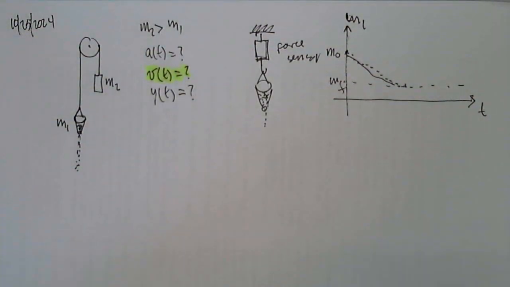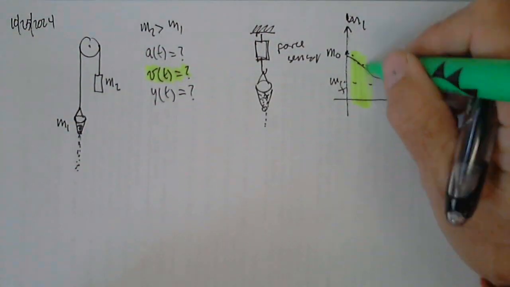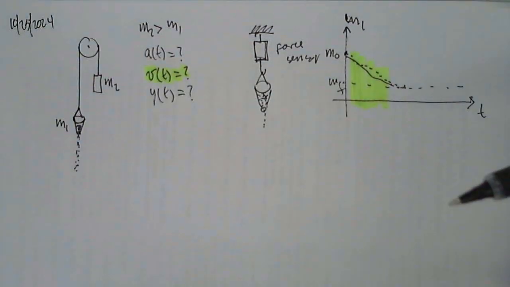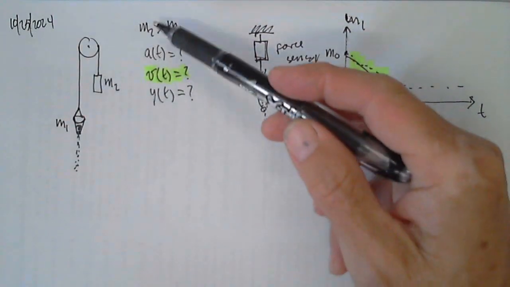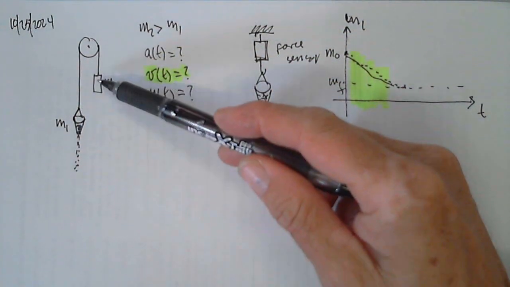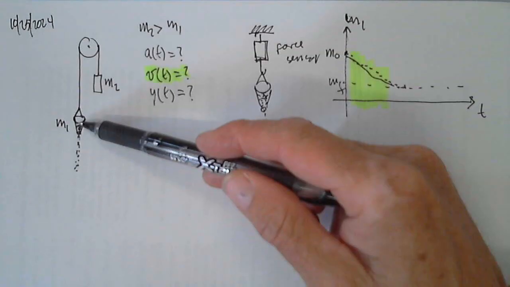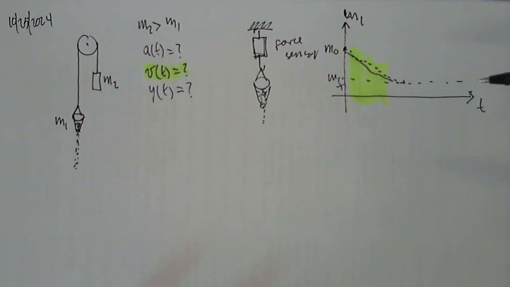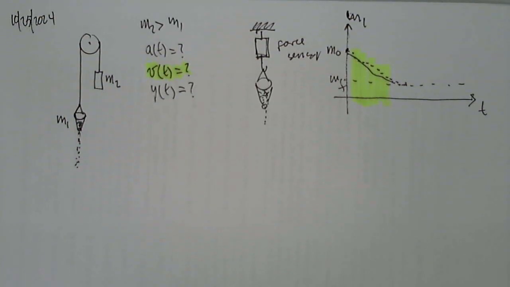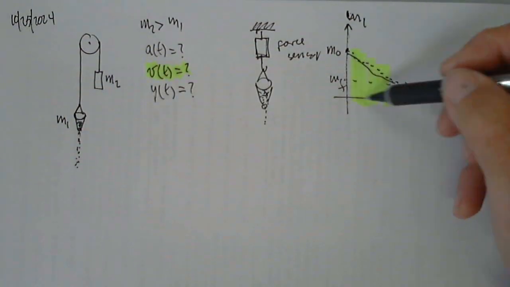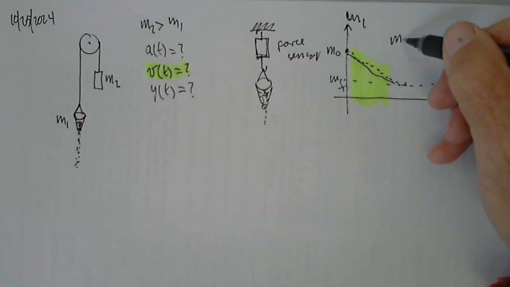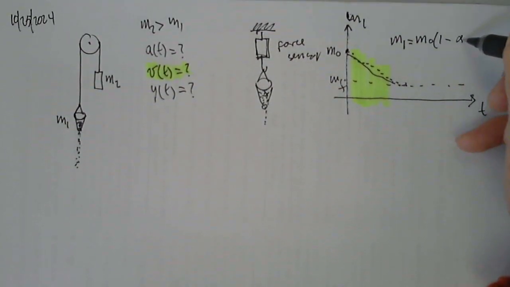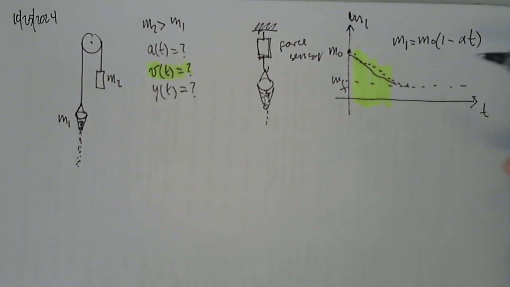We are going to focus on this region over here because when we do the experiment it takes a fraction of a second. Because M2 is bigger than M1, it's accelerating up, but it's losing mass at the same time, so acceleration is going to be even higher. And we are going to be in this region over here, so we can find this function, the one that is convenient for me.